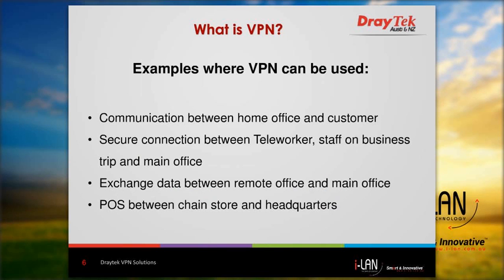Here we've got some examples where VPN can be used, and it includes communication between the home office and a customer, secure connection between a teleworker, which would be a remote worker, or staff on a business trip, and the main office, and also exchange of data between a remote office and the main office. It could also be used for point of sale between chain stores, say a shop and a headquarters or the main store.